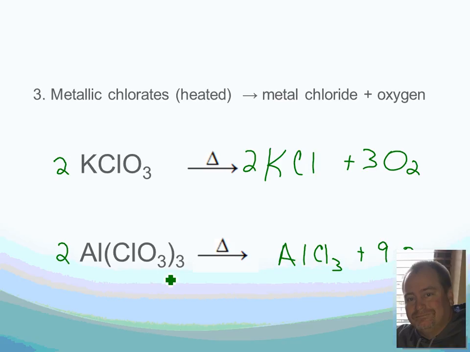And I go back and look. I have 2 aluminums left and 3, 6. Oh, I only got 3 times 2. Okay, yeah, I do. I got 6. 3 right here times 2 is 6. So if I put that 2 there, I'm balanced.